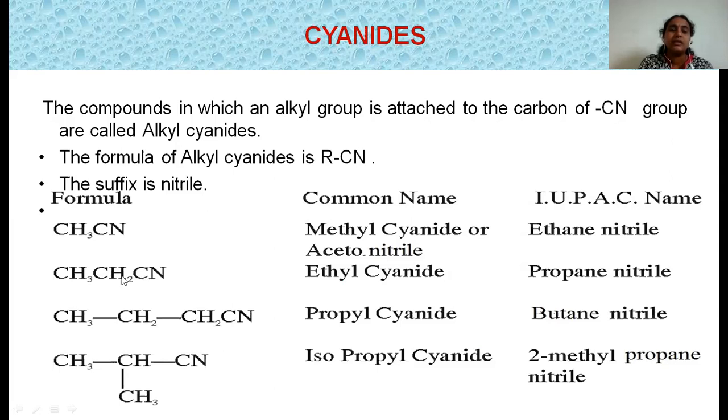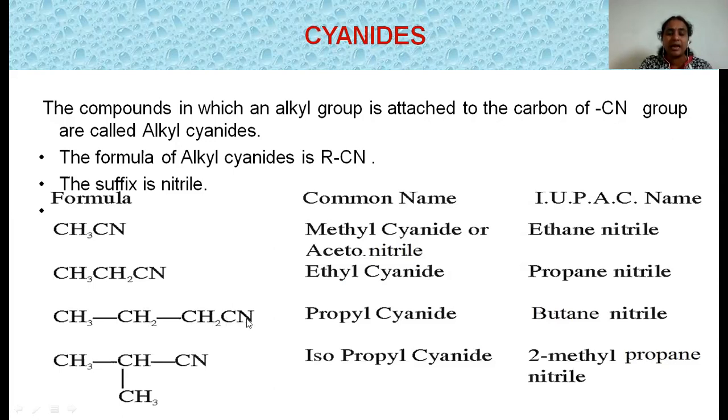So the next example: in this compound, a total of 3 carbons are here. Here ethyl is the substituent. So the common name is ethyl cyanide, whereas in IUPAC nomenclature, a total of 3 carbons are present. So whenever 3 carbons are present, we have to write propane nitrile. This is the IUPAC name.